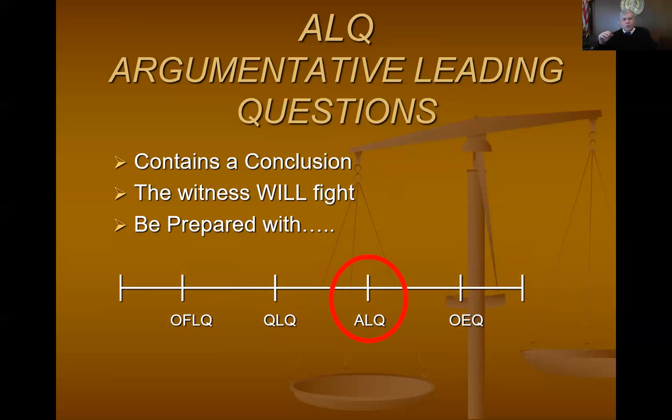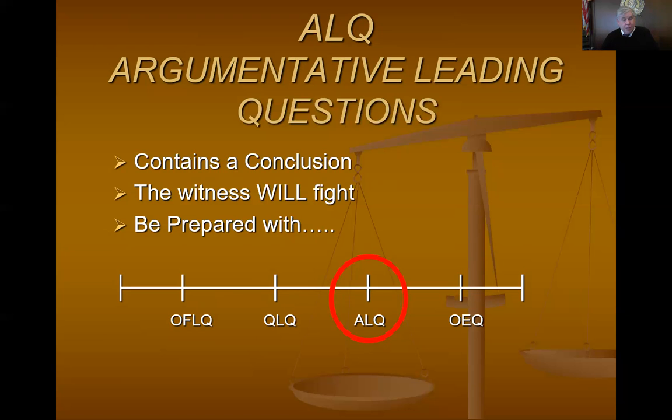Now, further along in terms of the spectrum of control, where we really surrender control, is what we call argumentative leading questions. These are the questions that you know the witness is going to want to fight with you, because if they admit that question, either it makes them look bad, or it damages their testimony, or it makes their testimony not what they want it to be. It usually contains a conclusion or an argument, and it's a leading question, but it's something the witness is going to want to fight about. As an example, you're a hypochondriac, aren't you? Now, most witnesses are going to want to argue with that.